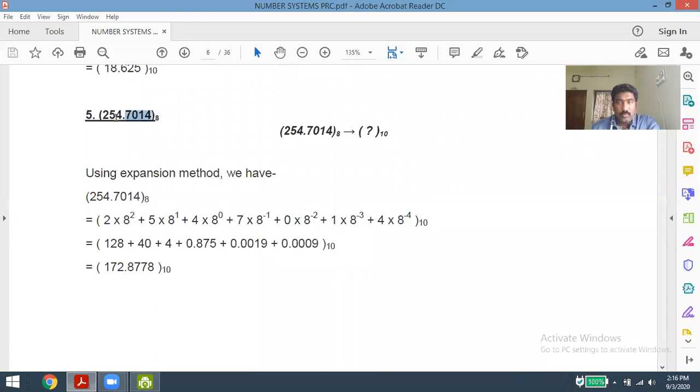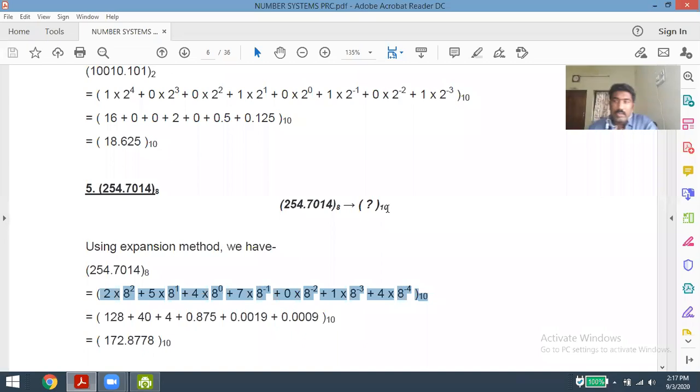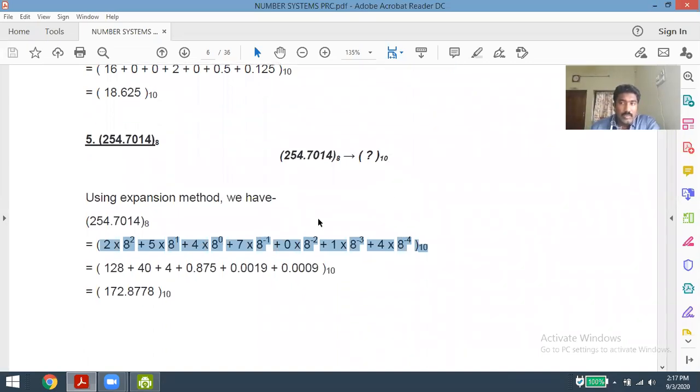that is 0.7014. For that, just take those values: 7 into 8 power minus 1, plus 0 into 8 power minus 2, plus 1 into 8 power minus 3, plus 4 into 8 power minus 4. This is the way we can expand a given number in any base into our required base 10. Just try to follow this method and see how we can perform this type of operation.